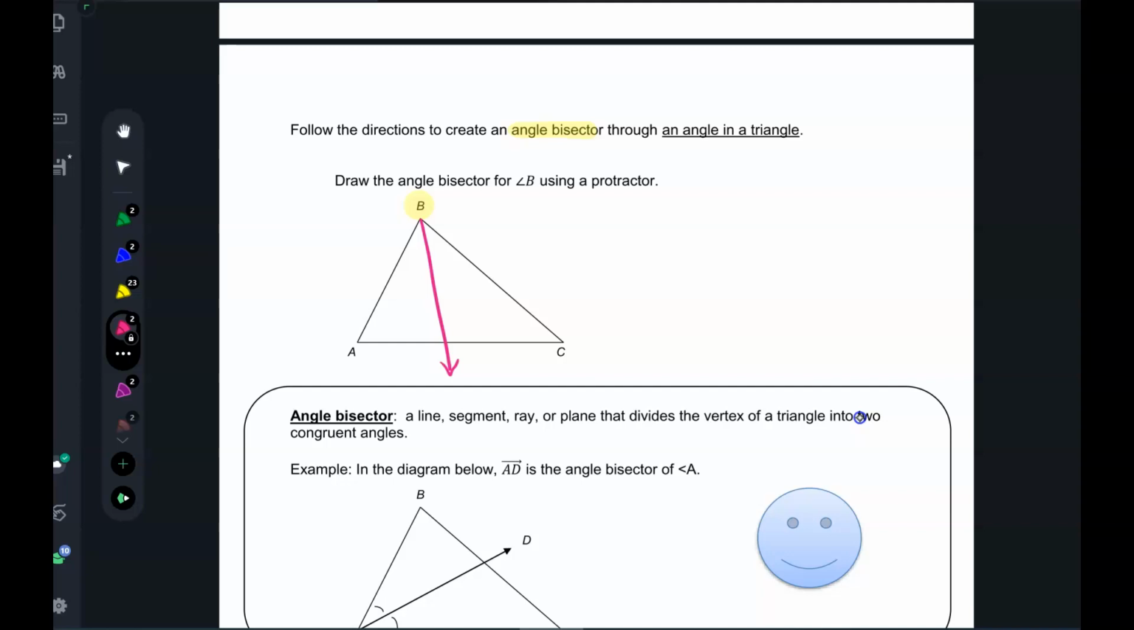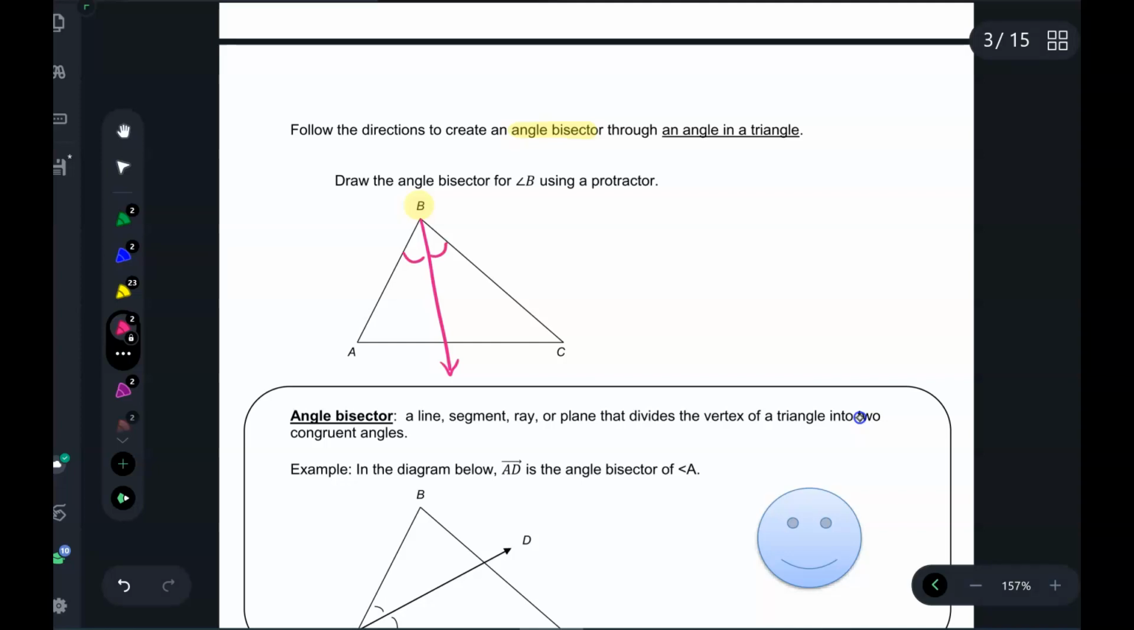Okay. How do we know it's a bisector? Angle A is congruent to C, or I mean B. Don't even worry about those. We're just looking at angle B, and we're going to cut angle B in half. How do we say that? How do we mark the two angles congruent? You put the little arcs.